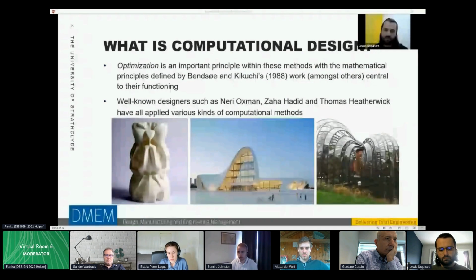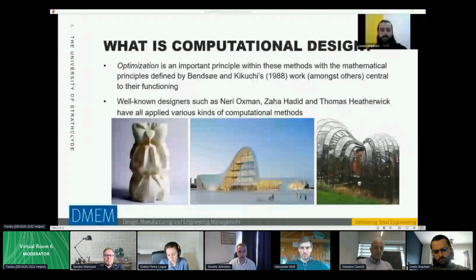The mathematical work in optimization done in the 70s and 80s was essentially combined with CAD, and this allowed new vistas of design to be explored. And well-known designers such as Oxman, Zaha Hadid, and Thomas Hellerich have recently all applied these kinds of methods in various ways in their own design work, pushing the boundaries essentially of strict optimizations and creating very interesting structures and interesting aesthetics.